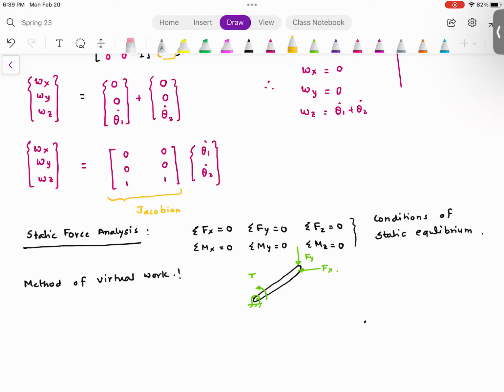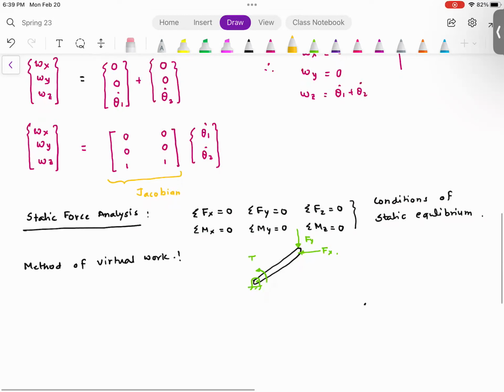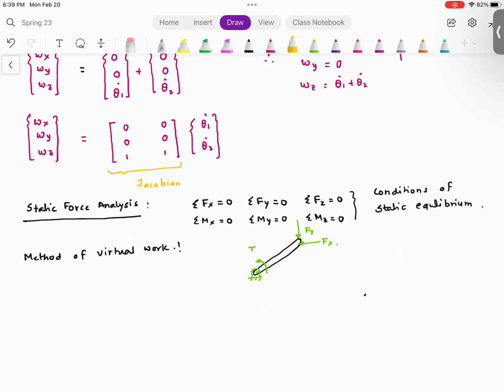So let me first set up the problem. If I were to use the conditions of equilibrium, first and foremost, I'm going to set up my coordinate system. This is my x, this is my y, and then I'm going to write down. So I would have to draw the free body diagram. So this is the free body diagram. What is the meaning of free body diagram? I have to free the robot link, or this link, from this joint.